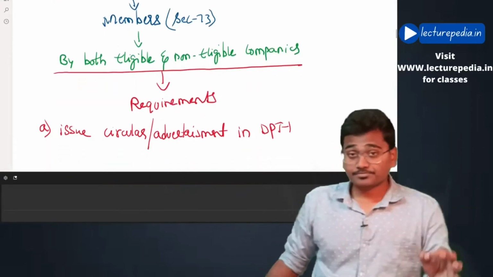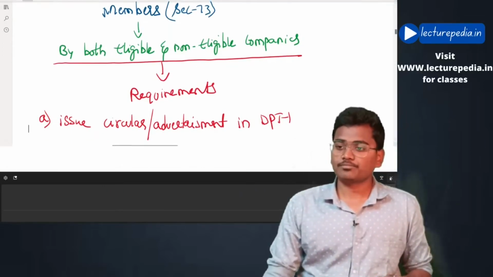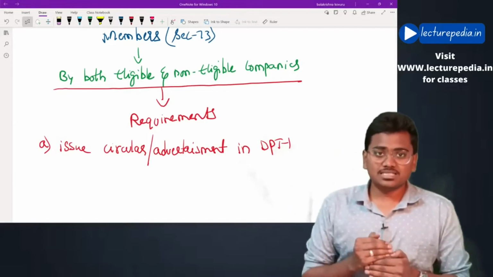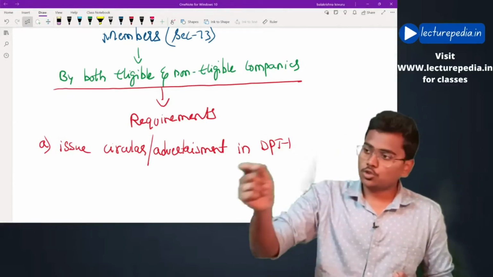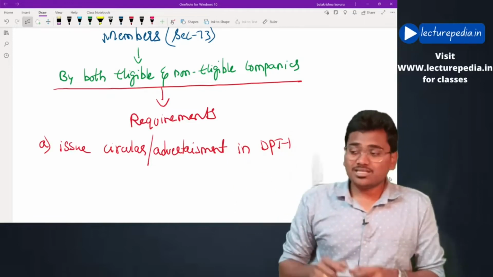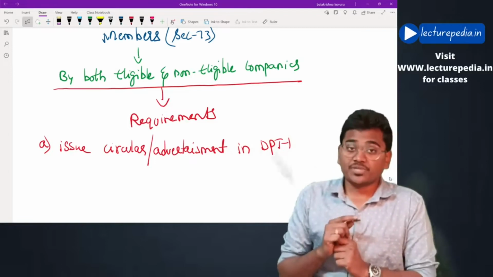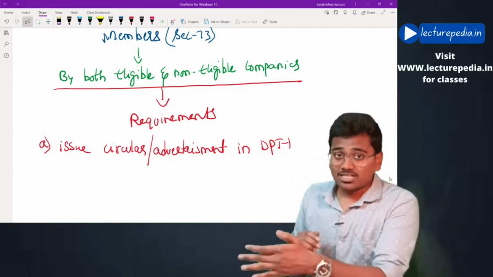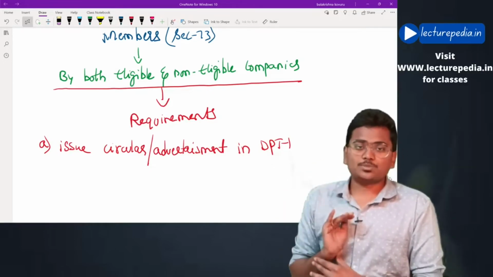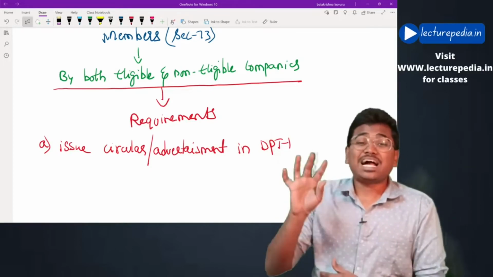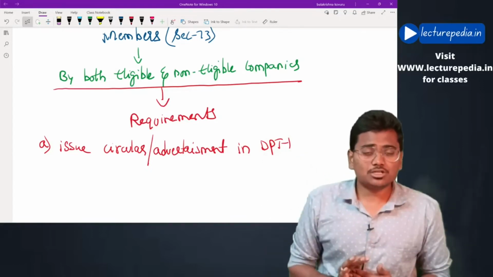Now if a company raises deposits, it will issue a deposit receipt to that particular depositor. This deposit receipt is not a security, and since it is not a security, the company will not issue a prospectus. Instead of a prospectus, the company will issue an advertisement or circular. What will be present in this advertisement or circular?